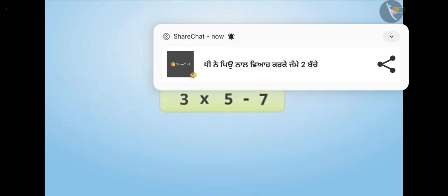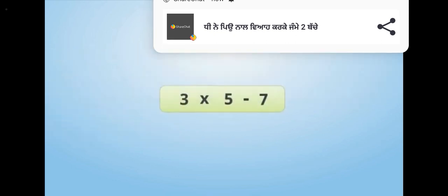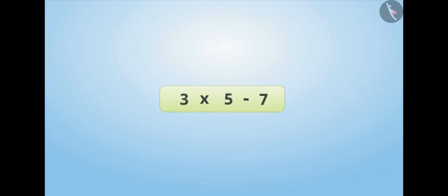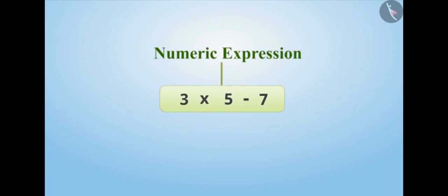Now look at this expression. 3 into 5 minus 7. There is no variable used here. In fact, all numbers have fixed values. Such expressions are called numeric expressions. Since numeric expressions consist of fixed numbers, it is easy to solve and obtain their values.